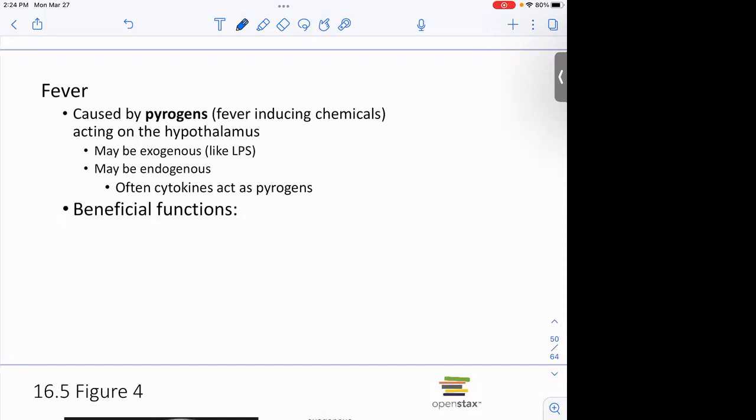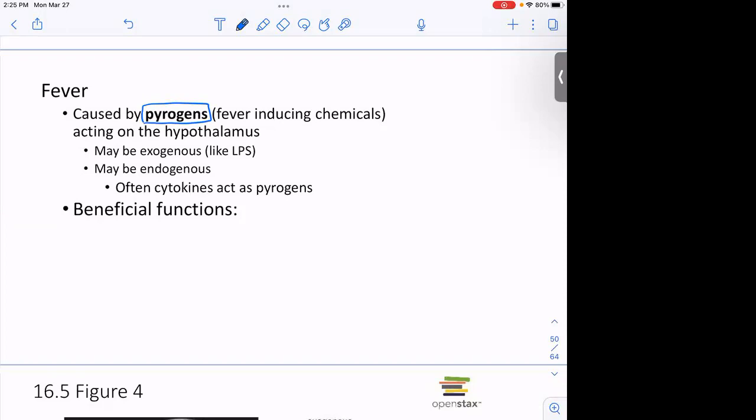It probably doesn't have a huge impact on fighting back a pathogen, but let's explore that. Anything that causes a fever, we would label a pyrogen. Okay, so that prefix pyro means fever inducing. And a pyrogen is actually going to act on a place deep in our brain called the hypothalamus. That's kind of our thermostat for our body.